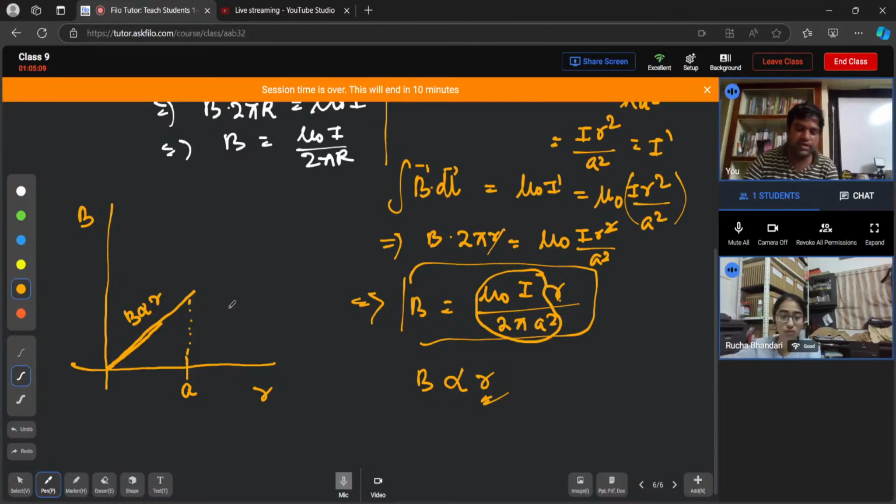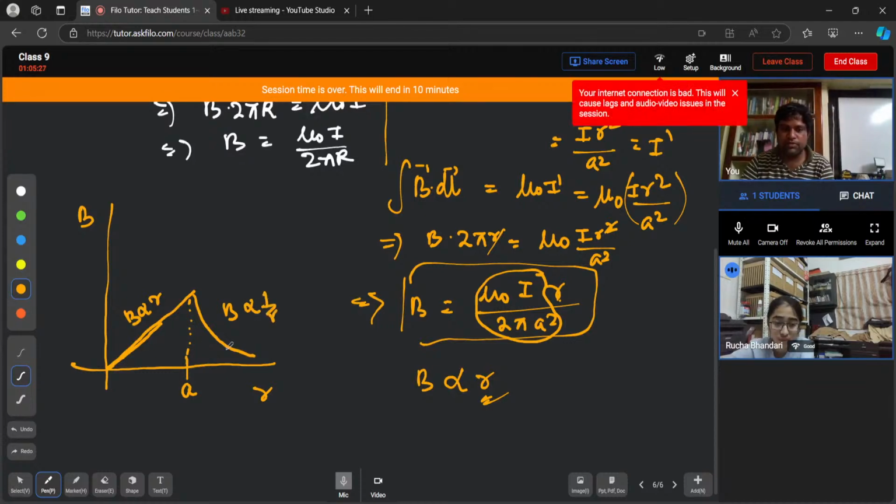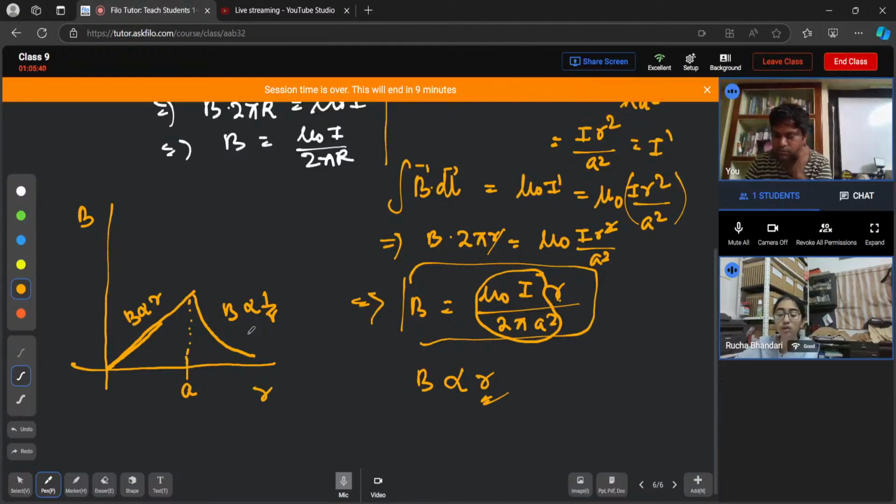Now after this radius a, as r increases, B decreases as 1 upon r. The 1 upon r graph is like this, decreasing like this. So this is B proportional to 1 upon r. This is the graph of the magnetic field due to the conductor inside and outside. Inside it will be increasing. Outside it will be decreasing.